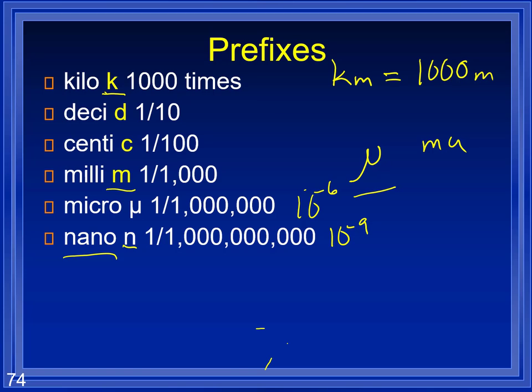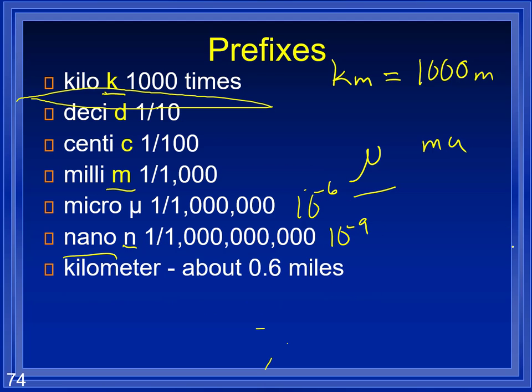So I put these in descending order. And the only one that's bigger than the base unit that we're going to use is kilo. Kilo's the only one bigger than the base unit. Everything else is smaller. So when I say kilometer, that means 1,000 meters. That's going to be a big distance, about 6/10 of a mile. If you laid 1,000 meter sticks end to end, it'd go a long ways.